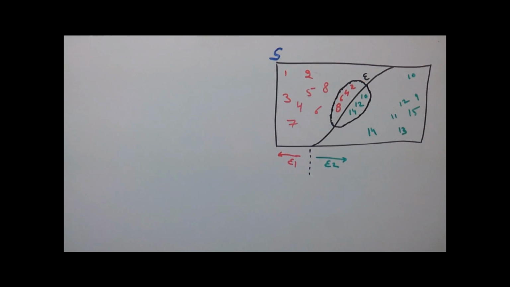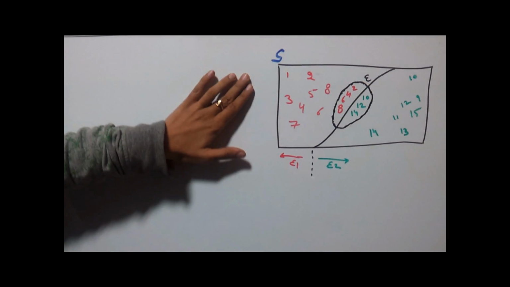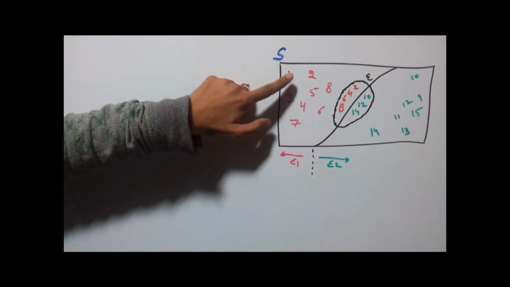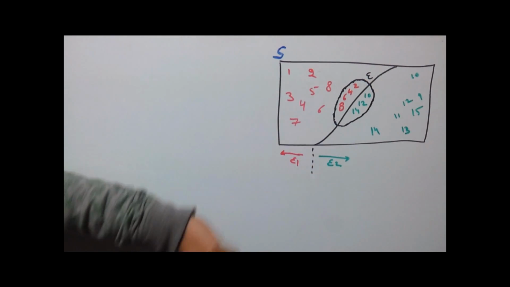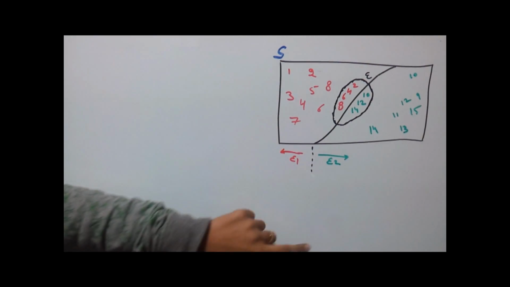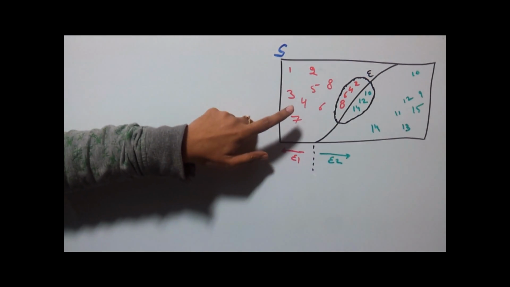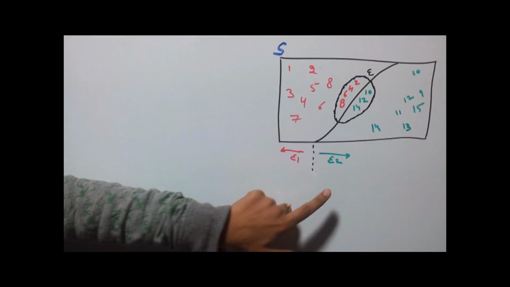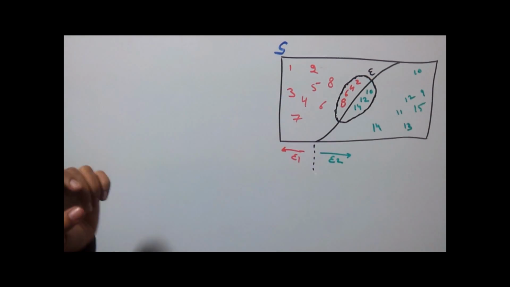In our previous classes, we have discussed many problems on probability. Let's move to a higher level. Here the question is that sample space S contains numbers from 1 to 15. We have divided this sample space into two parts, E1 and E2. Event E1 is to pick a number from 1 to 8 from the sample space, and event E2 is to pick a number from 9 to 14 from this sample space.